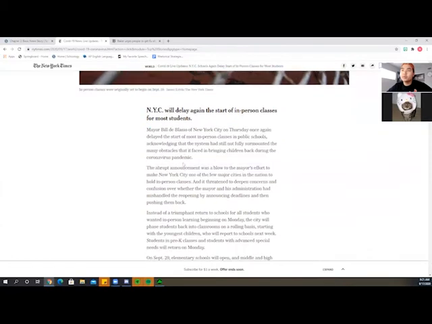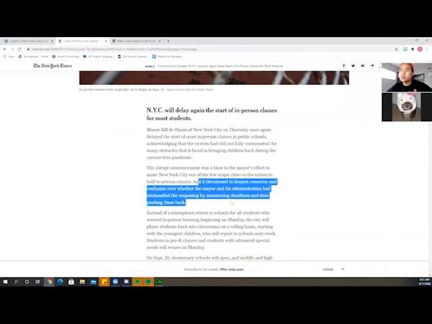So our leads right here: Mayor de Blasio of New York City on Thursday once again delayed the start of most in-person classes in public schools, acknowledging that the system will not fully surmount the many obstacles it has faced bringing the children back during this coronavirus pandemic. The abrupt announcement was a blow to the mayor's effort to make New York City one of the few major cities in the nation to hold in-person classes, and it threatens to deepen concerns and confusion over whether the mayor and his administration have mishandled the reopening.